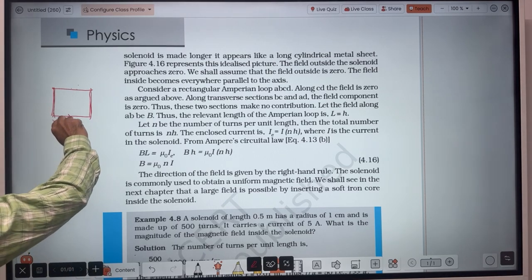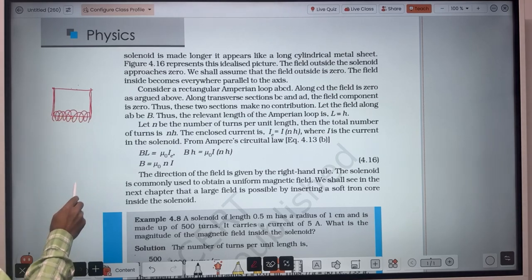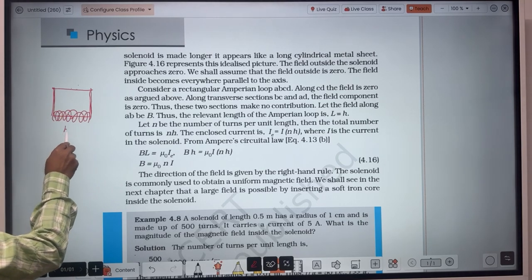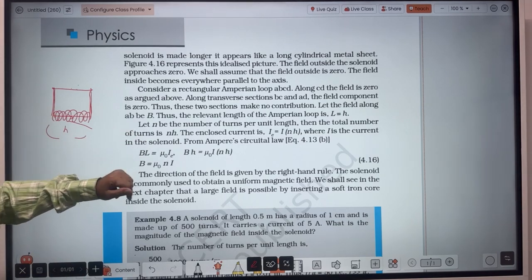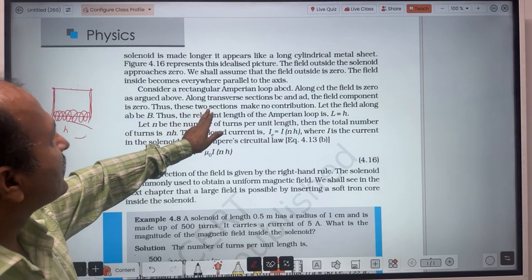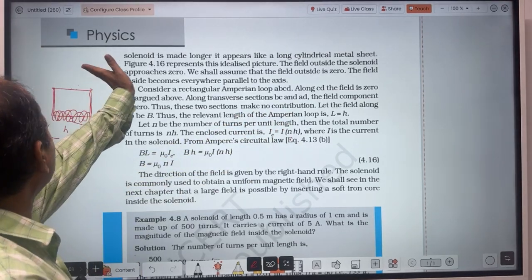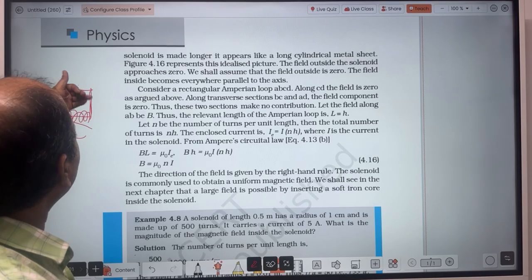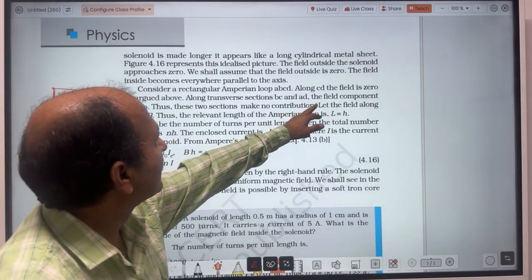And now here we have to find out how many turns are there. If there are n turns per unit length, and suppose this length is h, then the total turns will be h into n. So that is what we are going to consider. Thus, these two perpendicular sections make no contribution. Here the field is not there, so you can ignore it. Only this portion will be left. So that is written here.